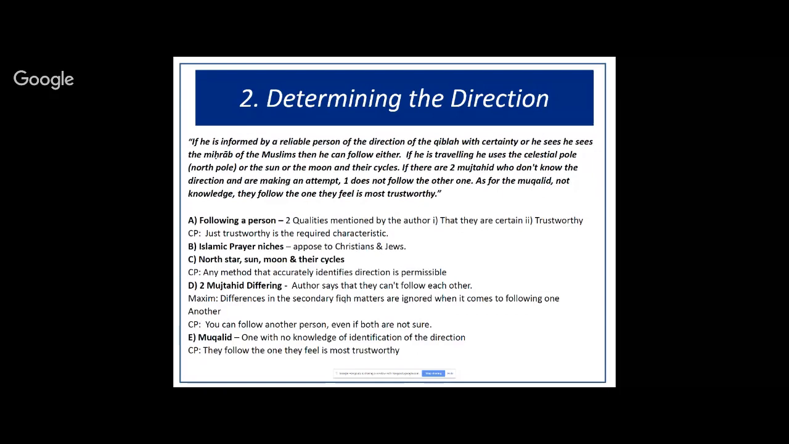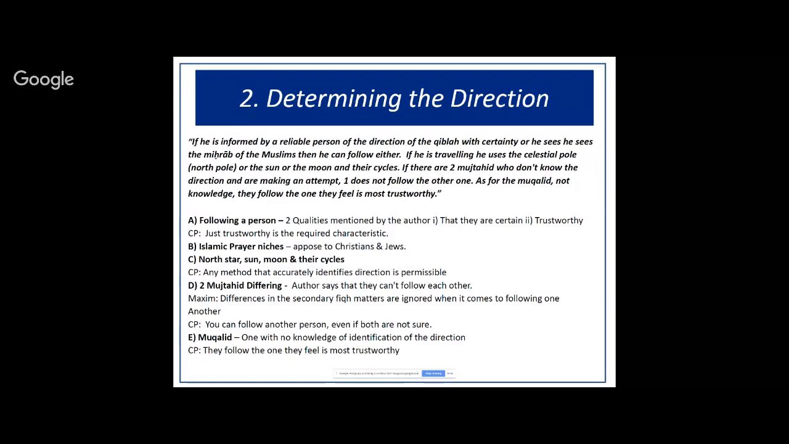Okay, number 2, the second method that has been mentioned in the text is Islamic prayer niches. The mihrab is the section in the masjid at the front where the imam stands, and it is typically used when you walk into a place and you see where the mihrab is. Straight away that's where the imam stands, that's the way the imam faces, and so that is the Qibla.